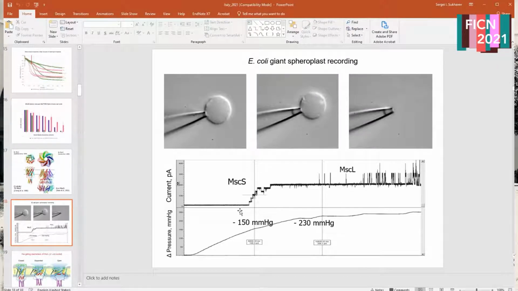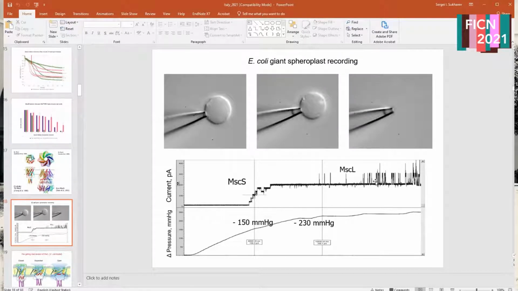The fact that the midpoint of MscL is separated from the MscS threshold by substantial tension is very important, because when we go back from the huge osmotic response where all MscS and all MscL are engaged, then MscL closes first, and then MscS remains open. And when MscS remains open, it reduces tension far below the threshold for MscL. And that's what actually leads to the complete resealing of the membrane after it releases.